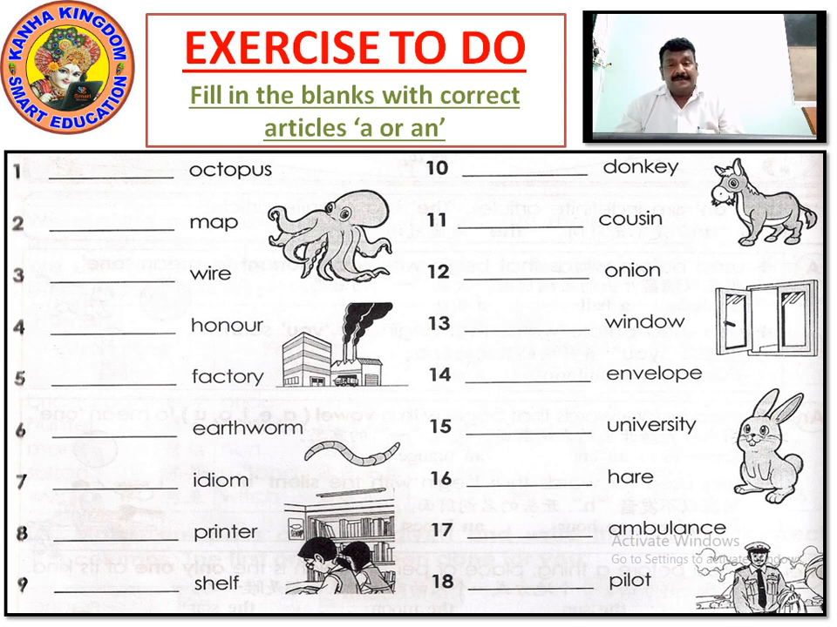So now, I am sure you have written it, or shall I repeat one more time? I'm repeating it one more time. An octopus, a map, a wire, an honor, a factory, an earthworm, an idiom, a printer, a shelf, a donkey, a cousin, an onion, a window, an envelope, a university, a hair, an ambulance, a pilot. So now you must have written it, memorize it. Now let's go to the next page.